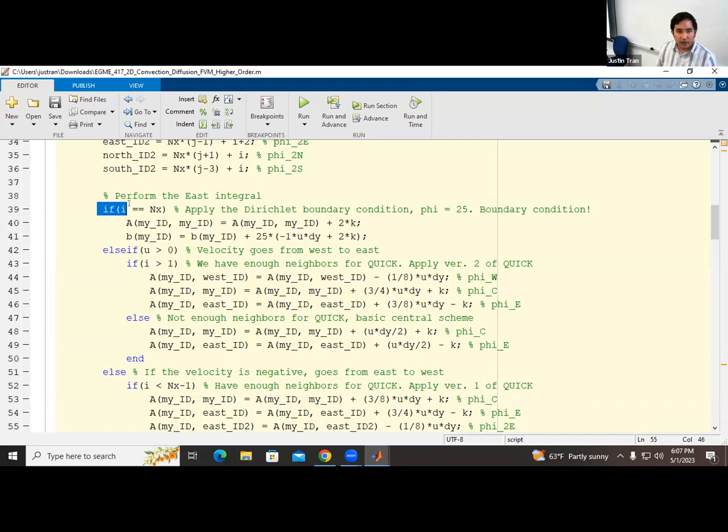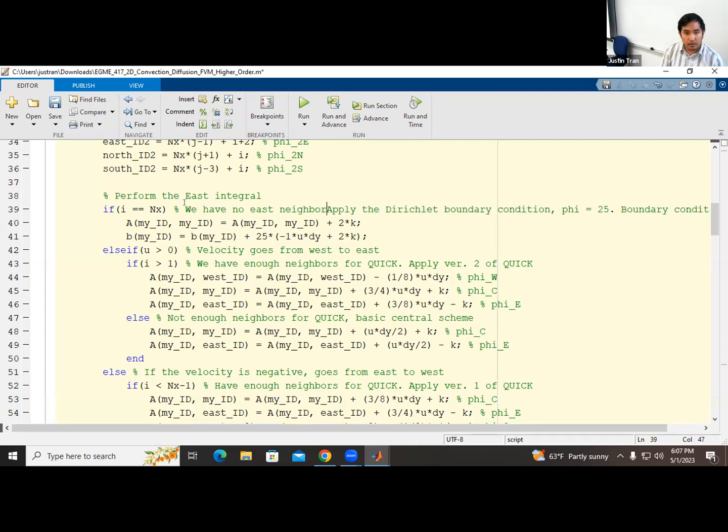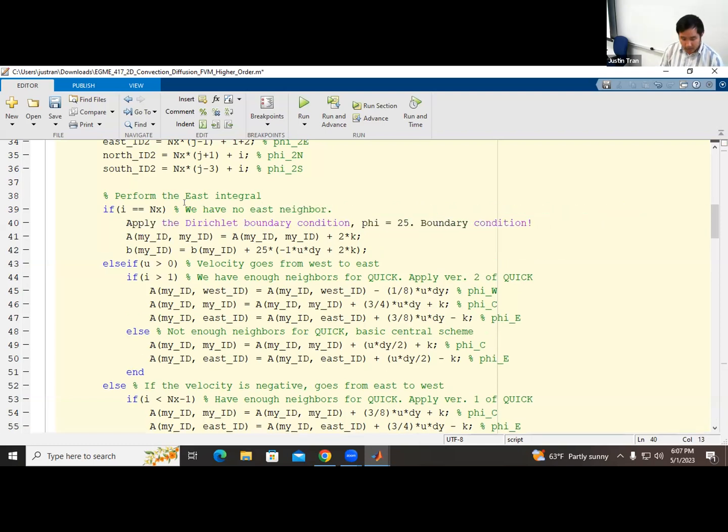So this first if statement: first, we're going to check if I is equal to nx. What happens when I is equal to nx? This is the case when our cell is on the very right side of the domain. And when we're on the very right side of the domain, we have no east neighbor. So let me go ahead and add to this here. We have no east line. If we're on the very edge of the domain, we have no east neighbor.